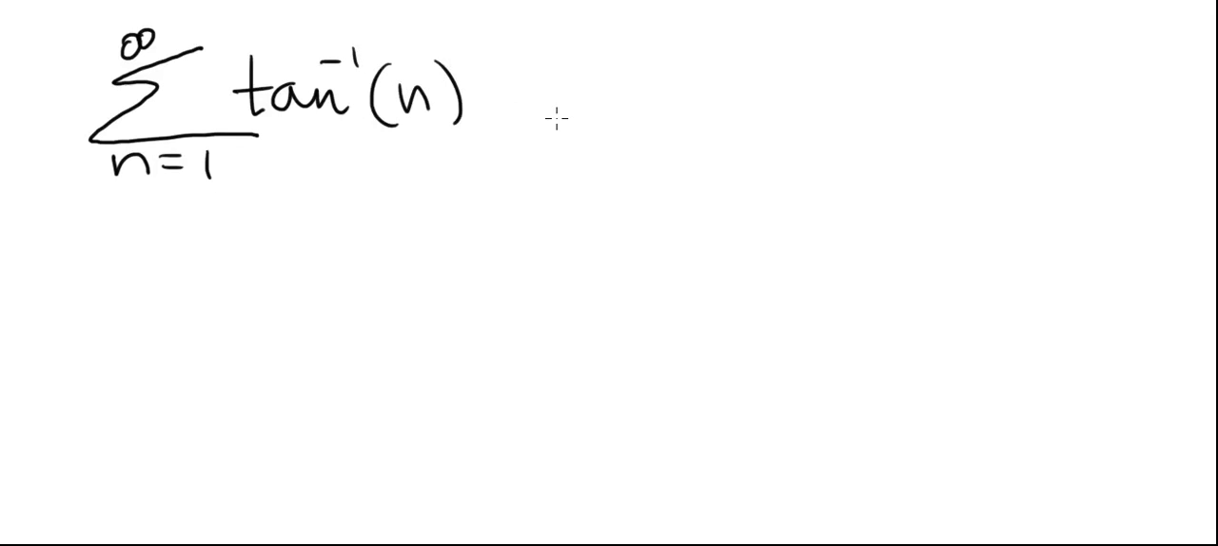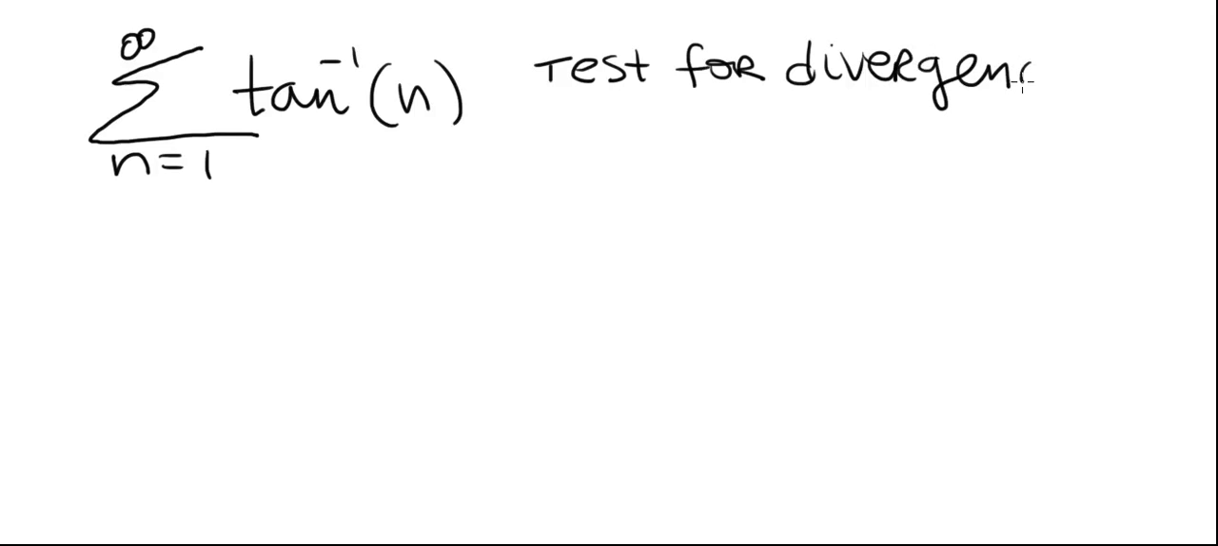We're going to look at the series from 1 to infinity of inverse tangent of n, and we want to know if this series converges or diverges. So we're going to use the test for divergence. Now this is a test you should always start with whenever you get a series. You should always think about the test for divergence as the first line of attack in determining whether a series converges or diverges. It's often overlooked, so you should always try it.